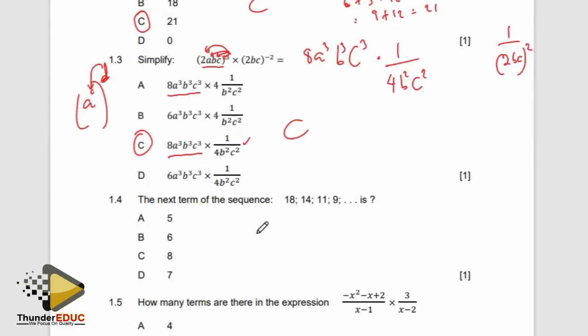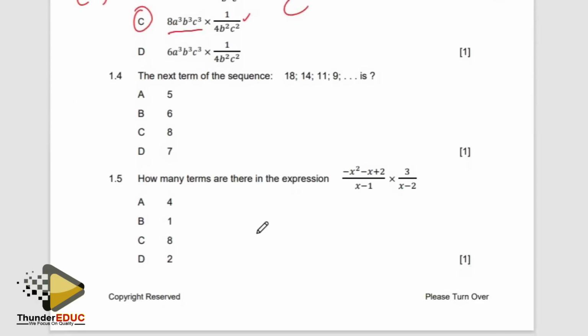All right, then 1.4, they want us to get the next term in the sequence. What I'm seeing is that this is 18. If we subtract a 4, it becomes 14. Then if we subtract a 3, it becomes 11. We subtracted 2, it becomes a 9. These are subtractions. Then we are going to subtract a 1, and that will give us 8. So option C again is the answer.